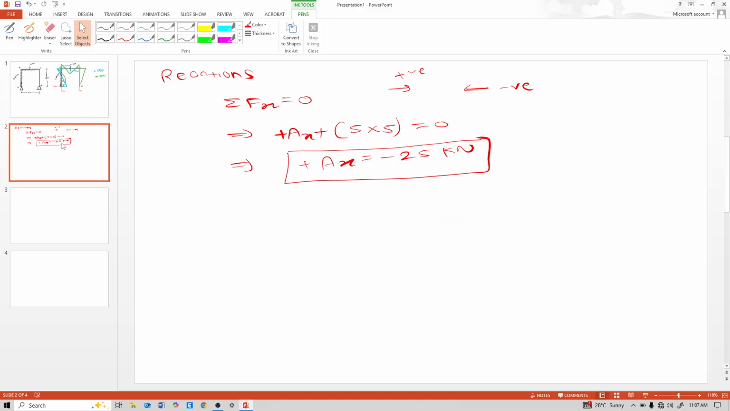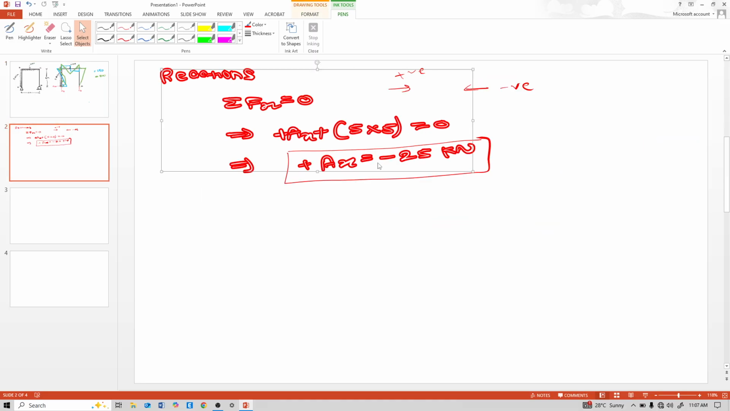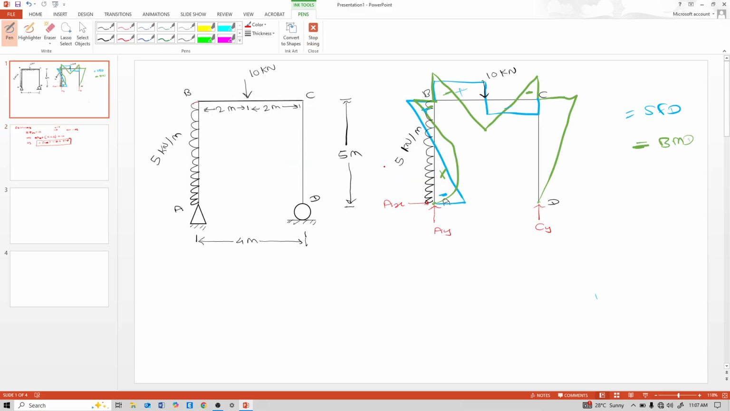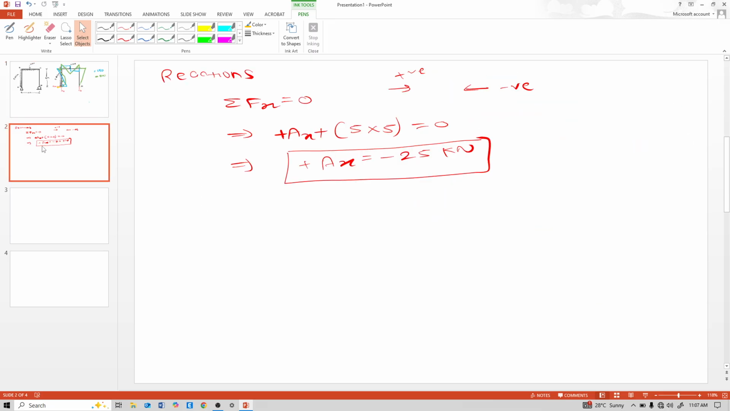So this is a minus sign. Minus means this Ax is not like this. The correct arrow for Ax is like this. If this Ax comes positive, then Ax is as it is, but when it comes negative, then reverse this arrow, reverse this reaction.